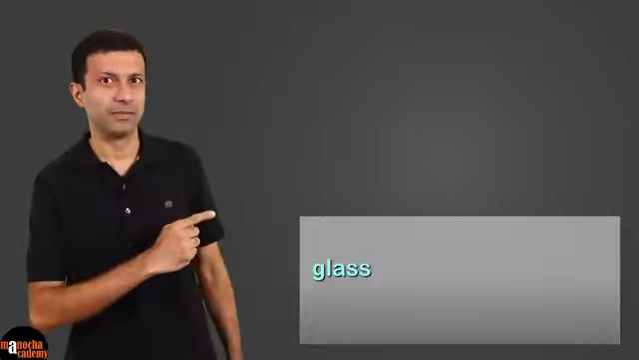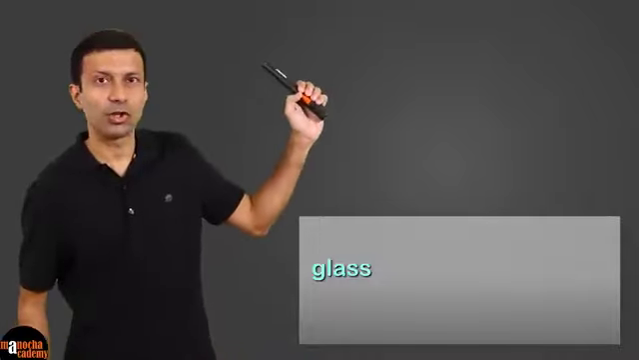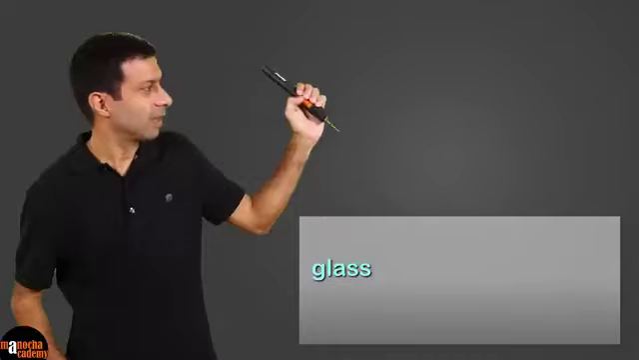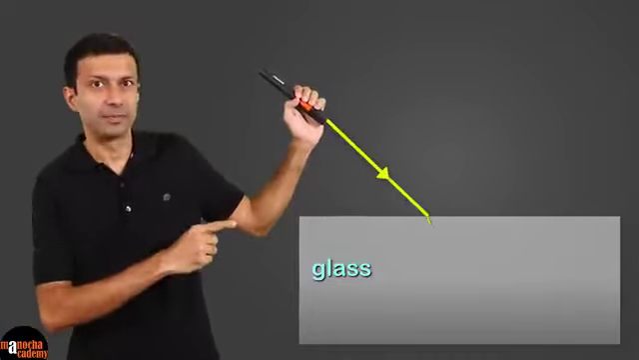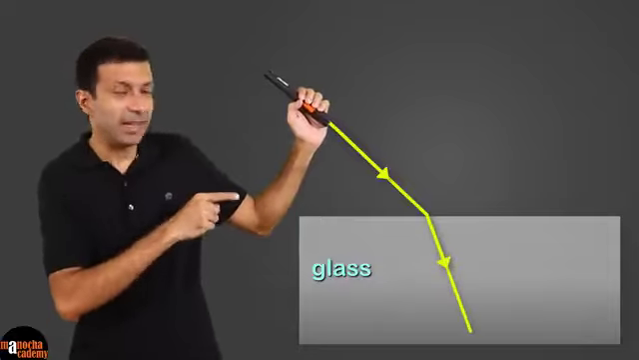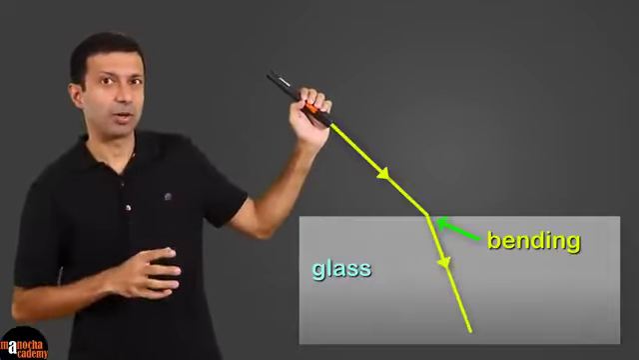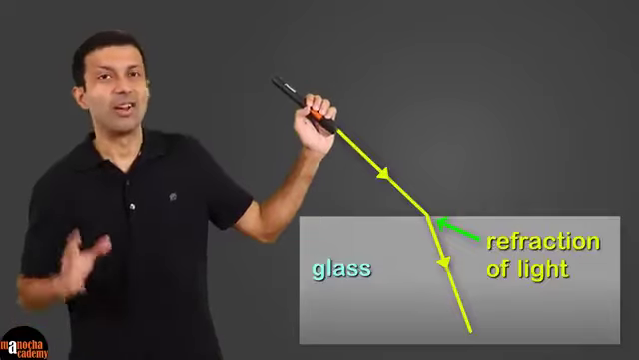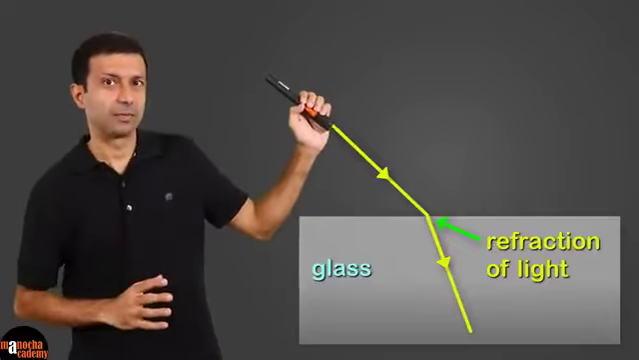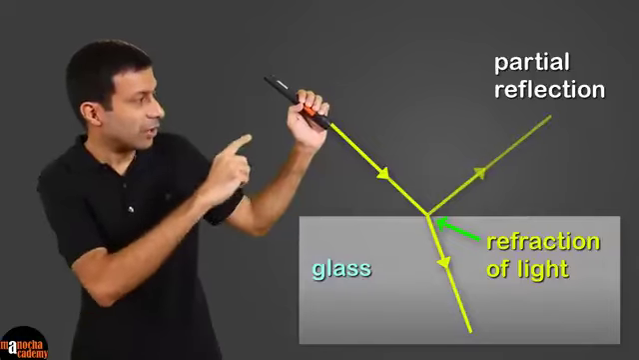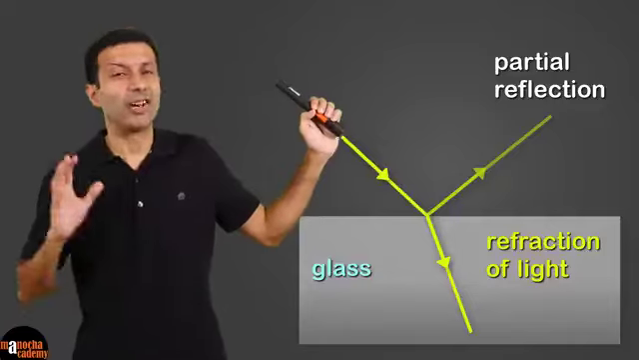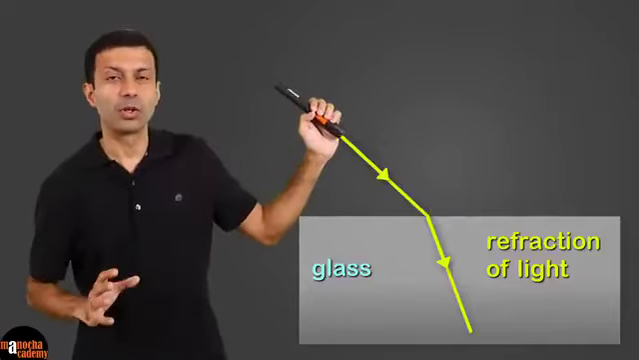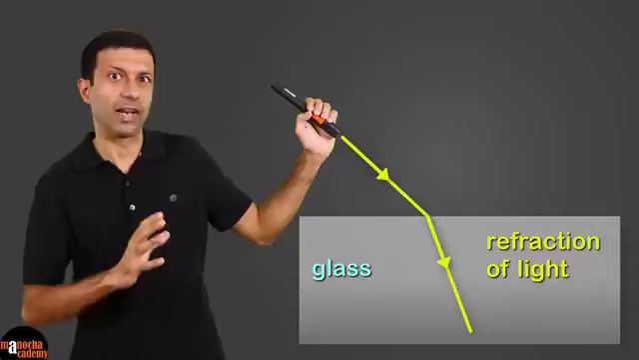Let's imagine there's a large glass block kept here and I'm going to shine this torch on the glass block. Again, we'll consider a single ray of light for simplicity. Can you see the ray of light bending as it enters the glass block? This is known as refraction of light. There is also a partial reflection when the light hits the glass surface. But we'll ignore that for this video and our focus will only be on refraction of light.